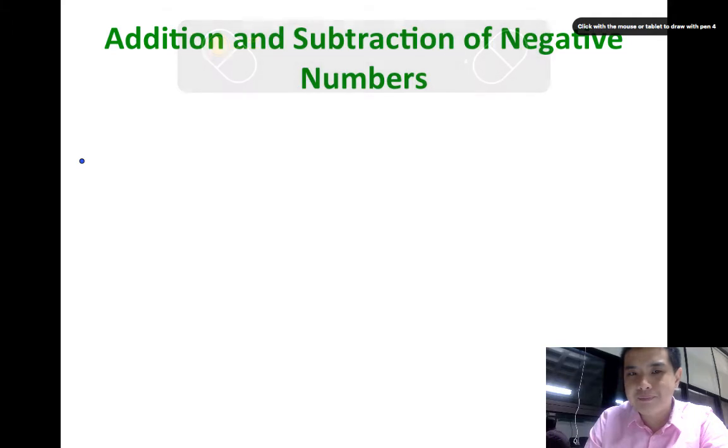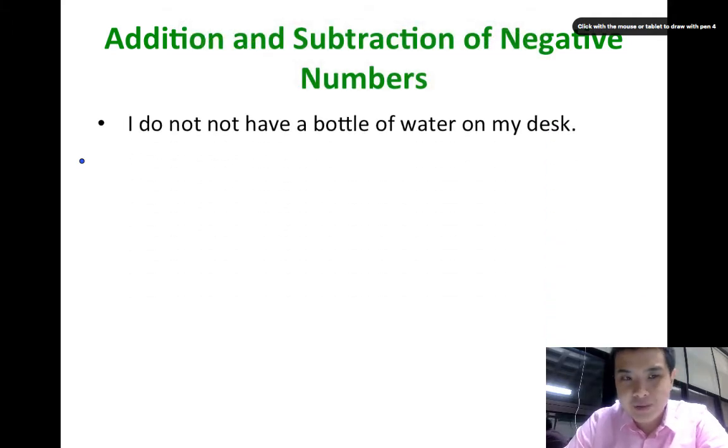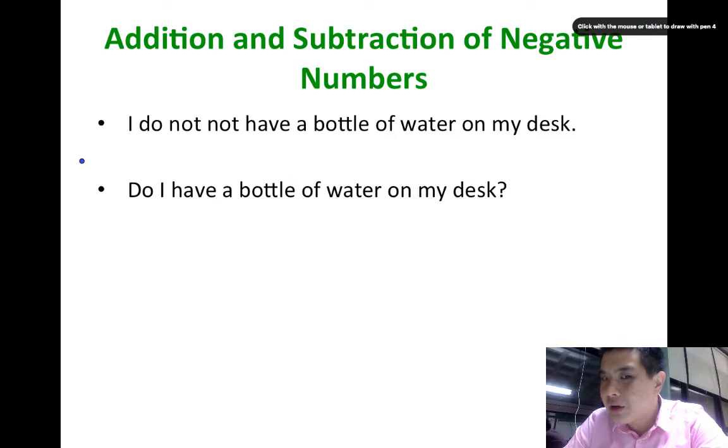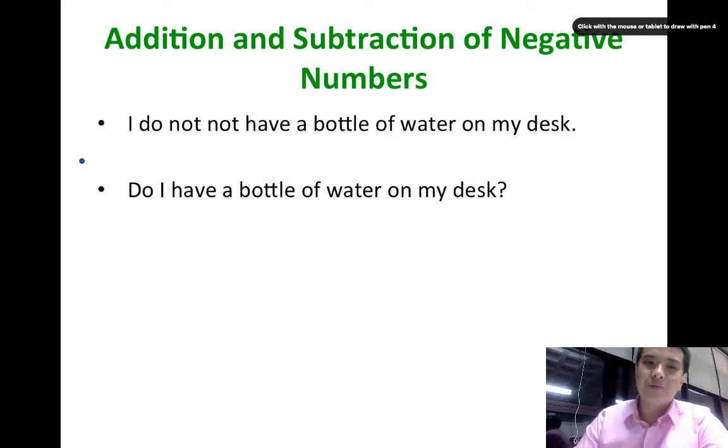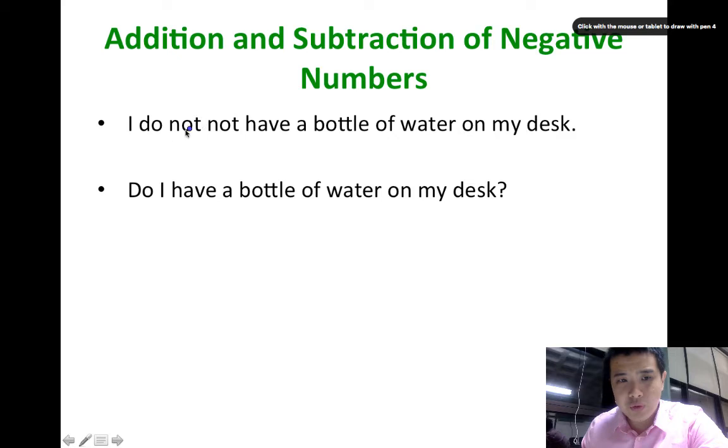Before we begin that, consider this sentence. I do not have a bottle of water on my desk. My question for you guys is, do I have a bottle of water on my desk? Well, what we're doing here is called a double negative. We have two negative words right next to each other. I do not have a bottle of water on my desk.